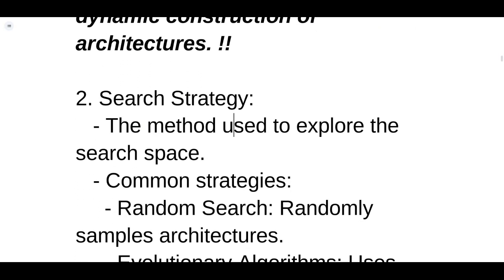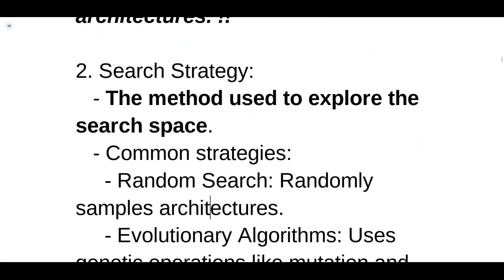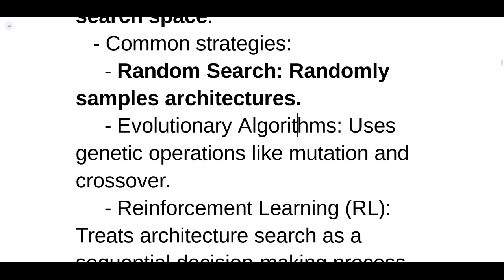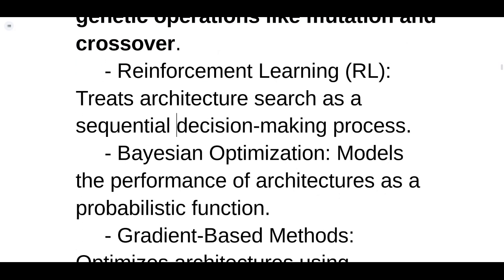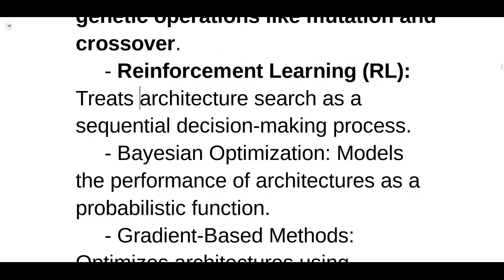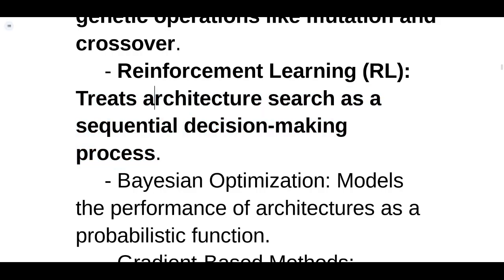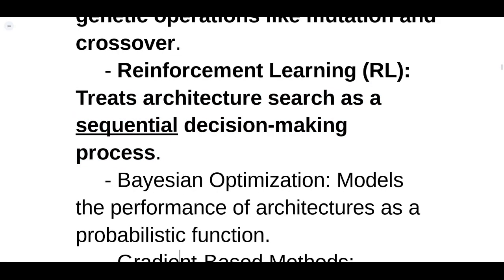The search strategy is the method used to explore the search space. Common strategies include random search, randomly sampling architectures, then evolutionary algorithms, which use genetic operations like mutation and crossover, then reinforcement learning. It treats architecture search as a sequential decision making process.